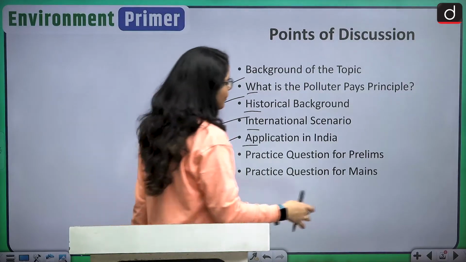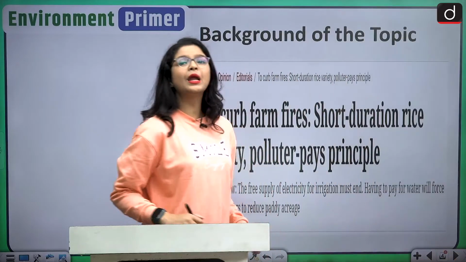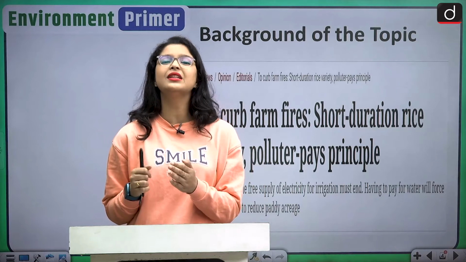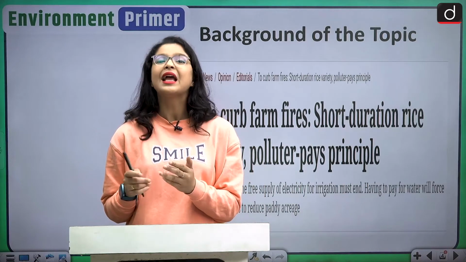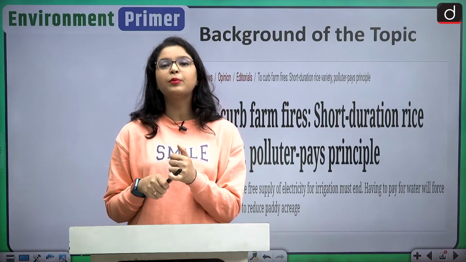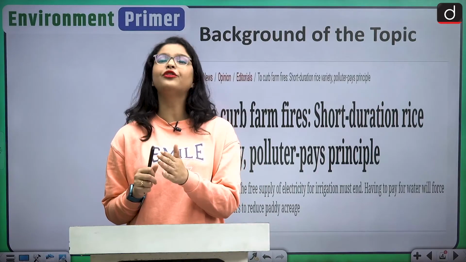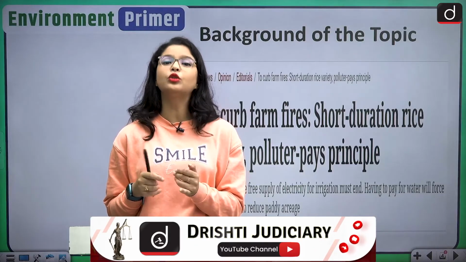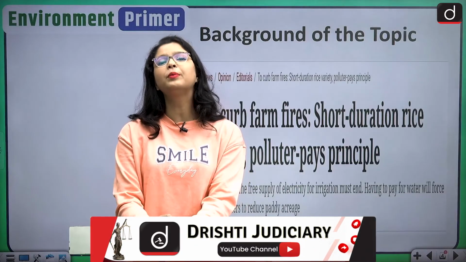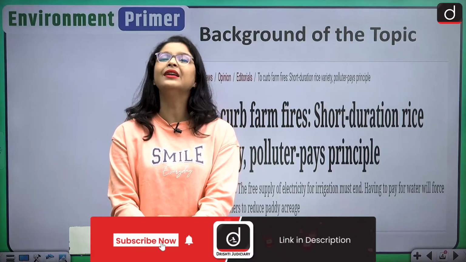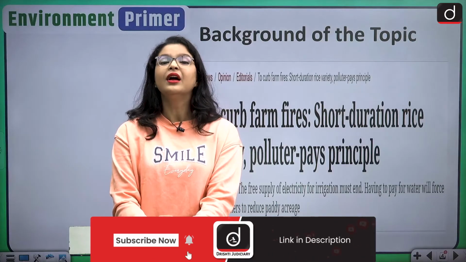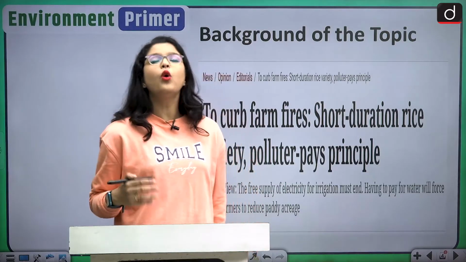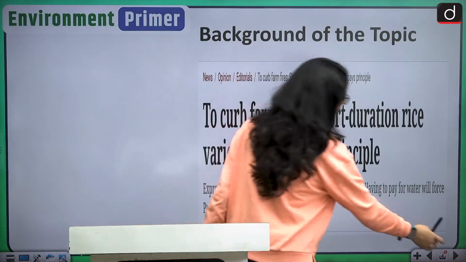So if I talk about the background of our topic today, air pollution has become a menace. We have been discussing air pollution in detail in our Environment Primer series, and the main cause of air pollution in Delhi at the onset of winter is stubble burning. So many experts have recommended that to reduce stubble burning, the Polluter Pays Principle should be applicable in letter as well as in spirit. This brings us to the moot question of our discussion today: what is this Polluter Pays Principle?